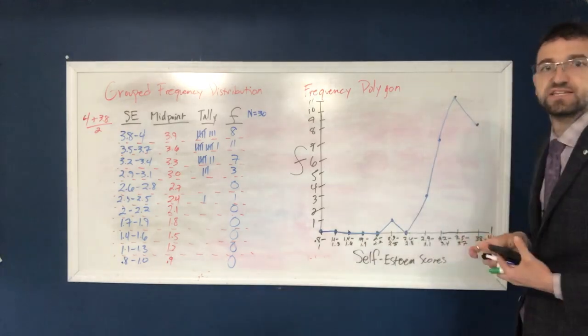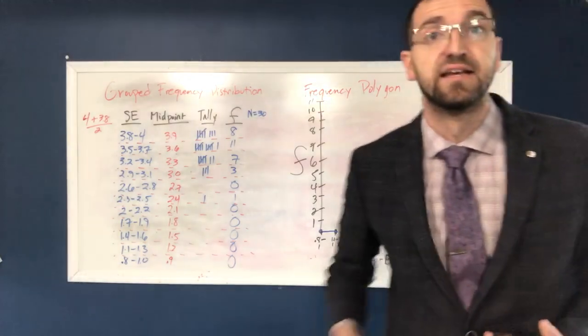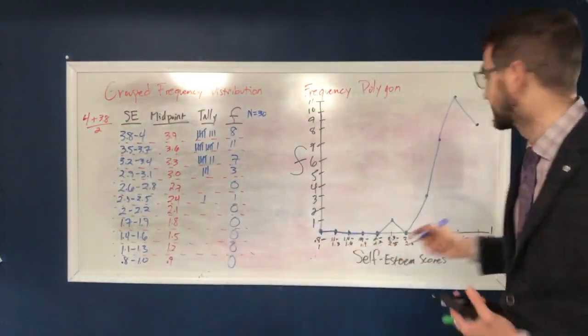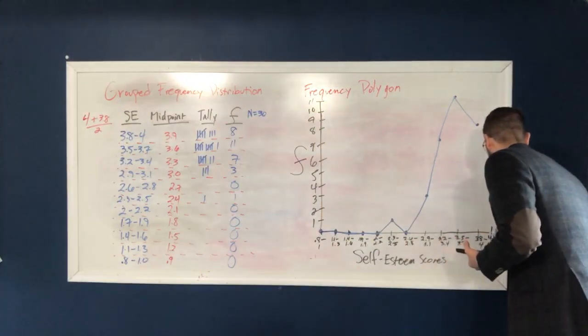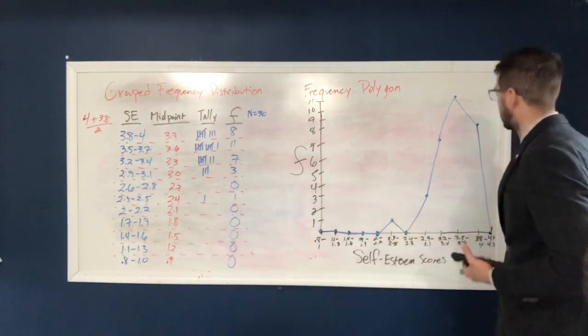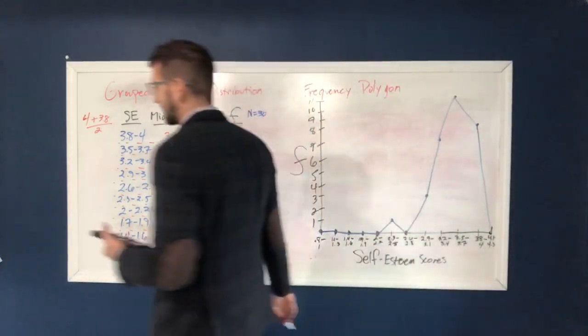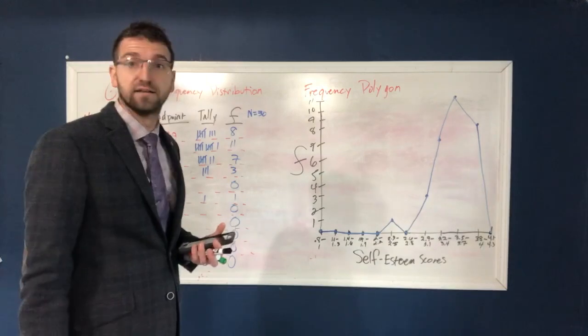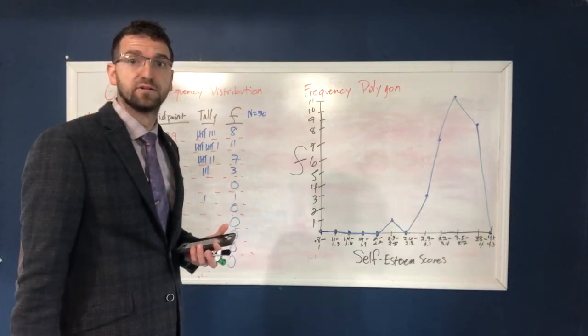Okay, I added that fictitious category. Obviously, it's not possible to score 4.1 to 4.3, so I'm going to make it 0. Okay. So there's our frequency polygon. Cool.